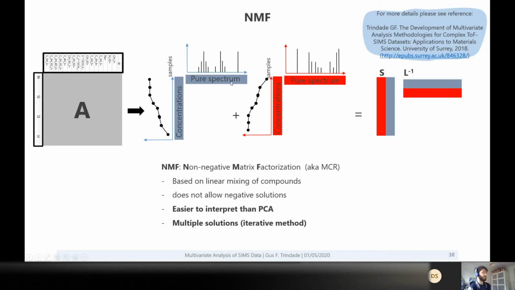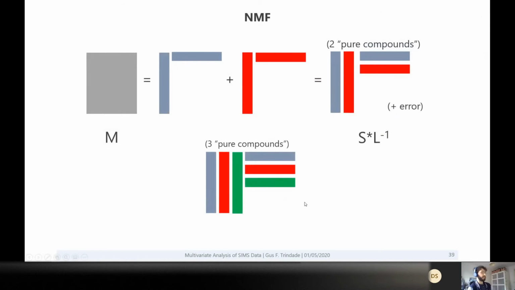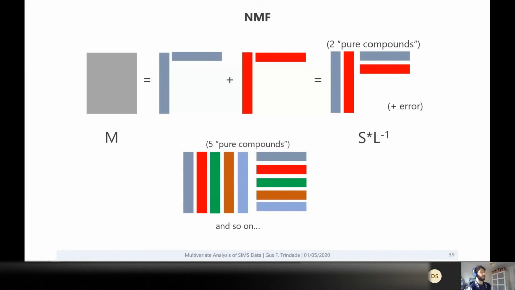That's why you have to set the number of components, because in this factorization we have different columns for S and rows for L, which are representative of the number of compounds or end members you have. In this example you have only 2, but we can have 3. So you have a third set of peaks and a third set of concentrations, or 4 or 5, and so on. That's the disadvantage of NMF.